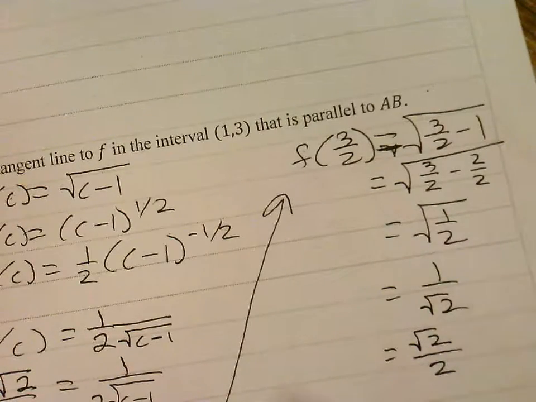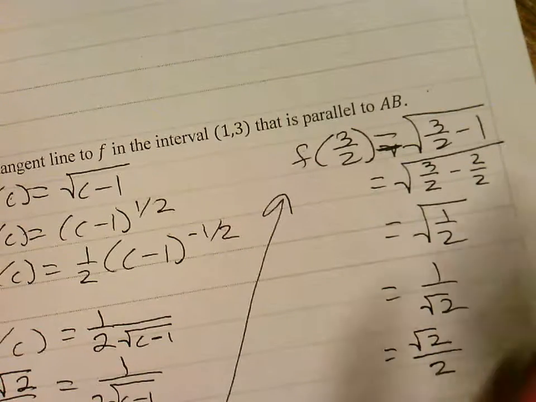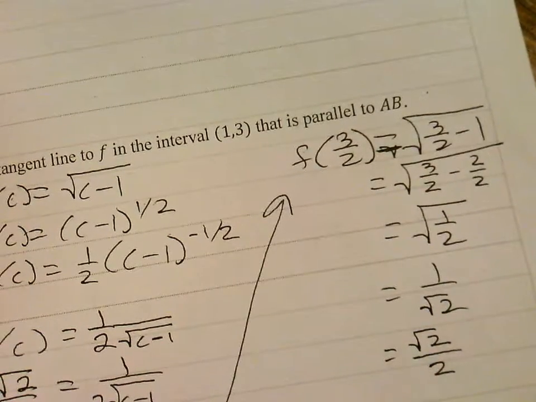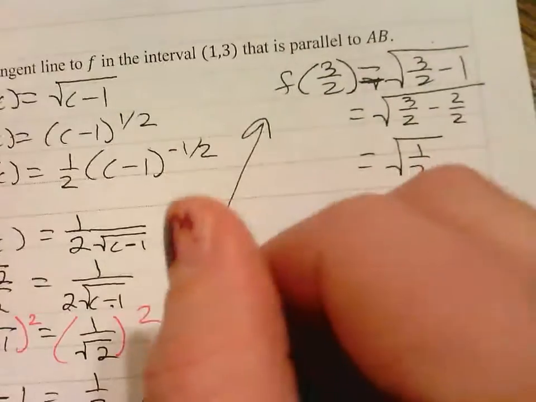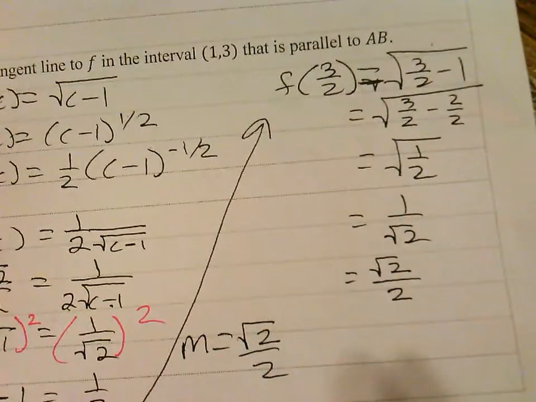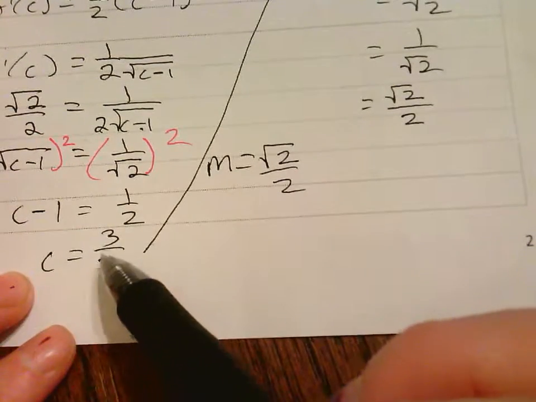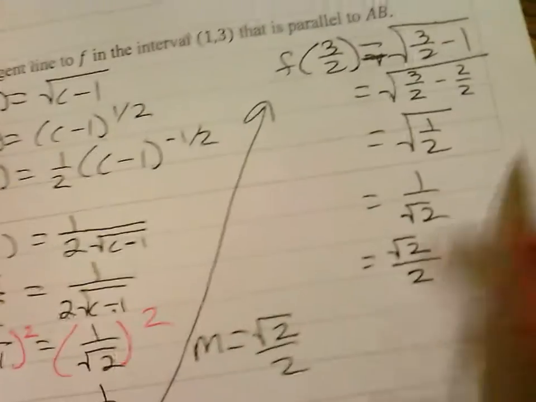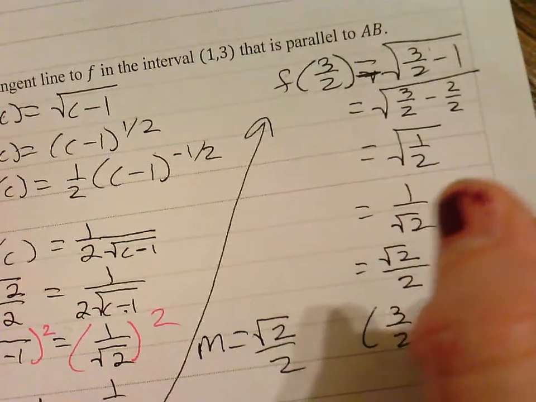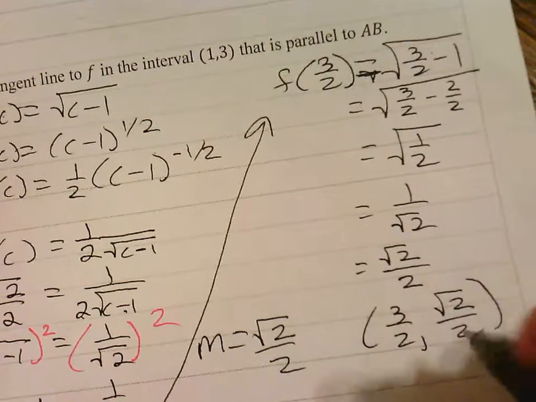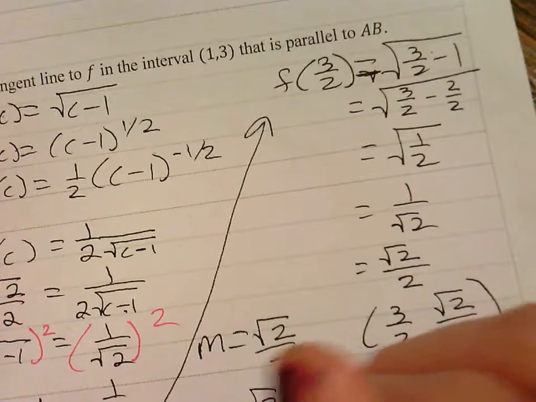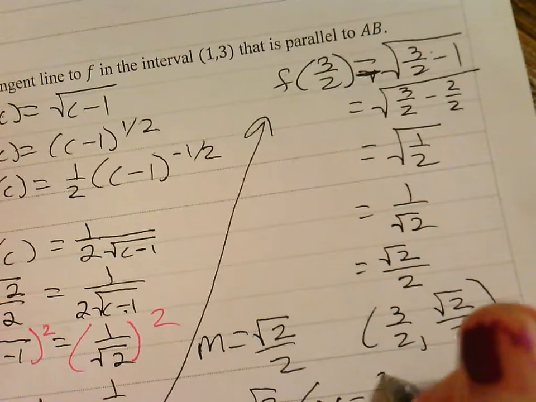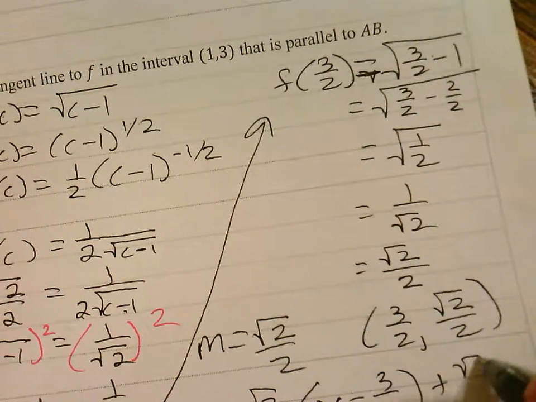Alright. So that's our M, our slope is square root of 2 over 2 from here, because a parallel line has the same slope. And our point C where this happens is 3/2, square root of 2 over 2. Okay, so that's going to be y equals square root of 2 over 2 times x minus 3/2 plus square root of 2 over 2.